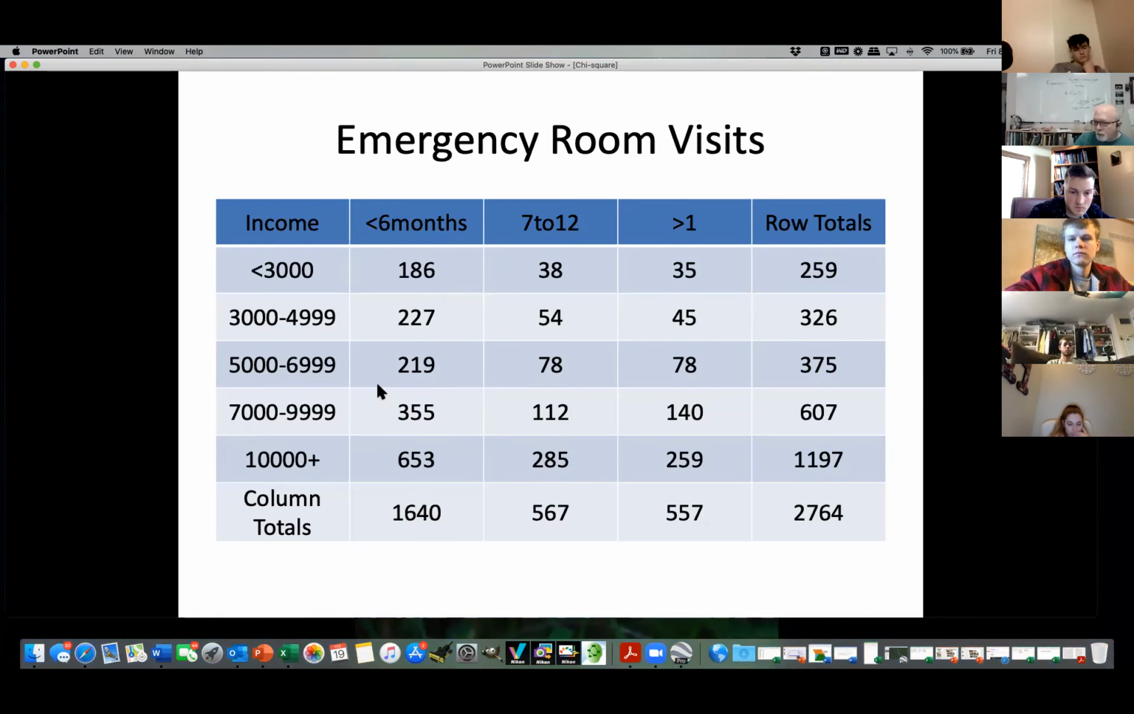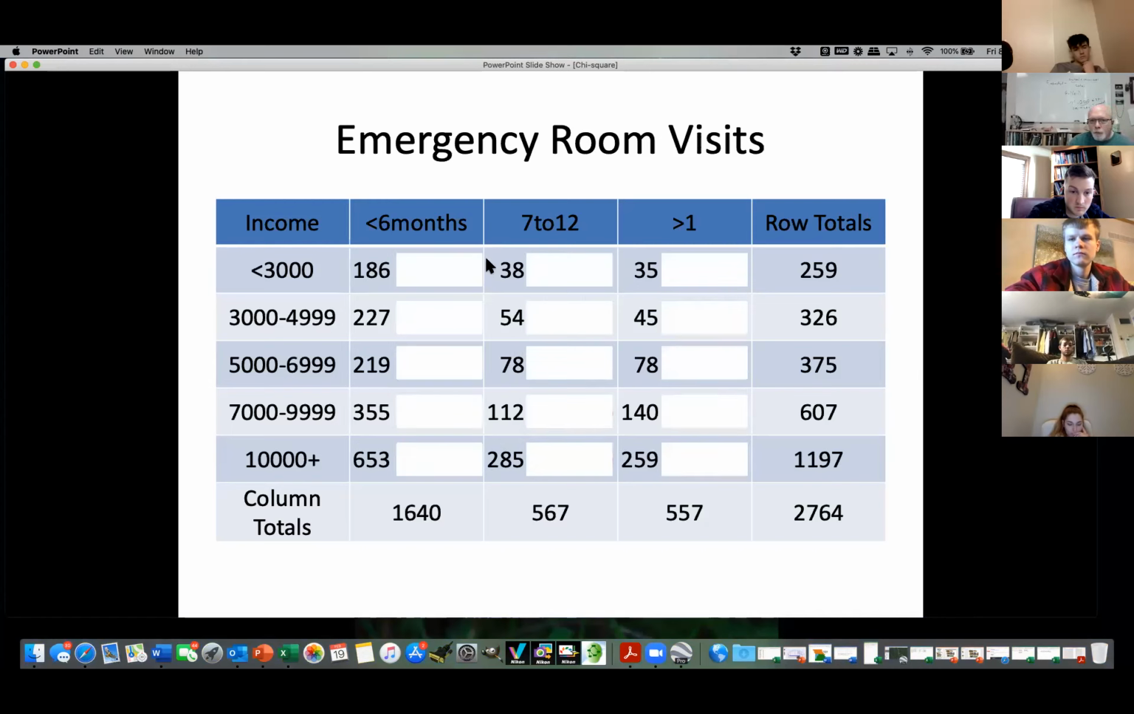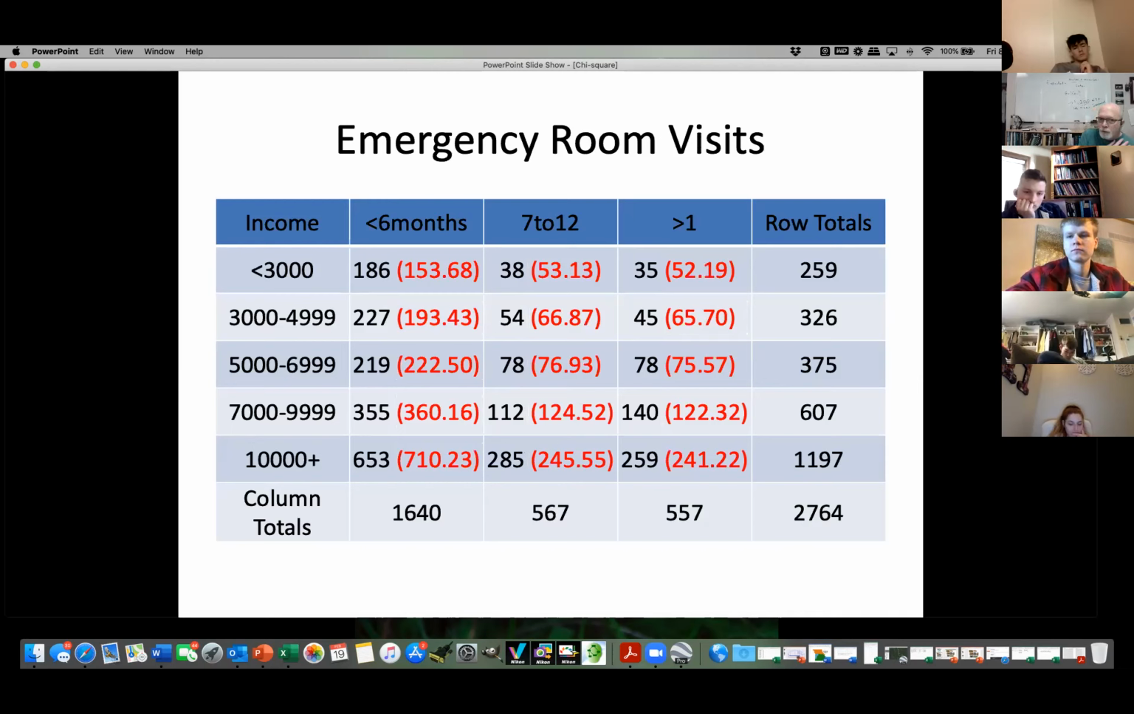And so we would calculate the expected values the same way we did last time. To calculate the expected value here for 6 months, less than $3,000, we would multiply 259 times 1640, divide that by 2764, which should give us 153.68. For this one here, 6 months and $3,000 to $4,999, we would take 326 times 1640 and divide it by 2764, which would give us 193.43. And we would continue doing this for the whole table, and we would get these values.